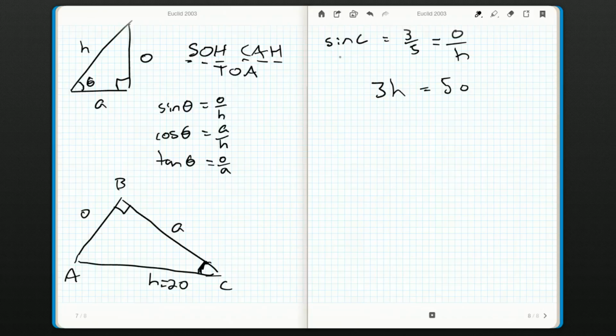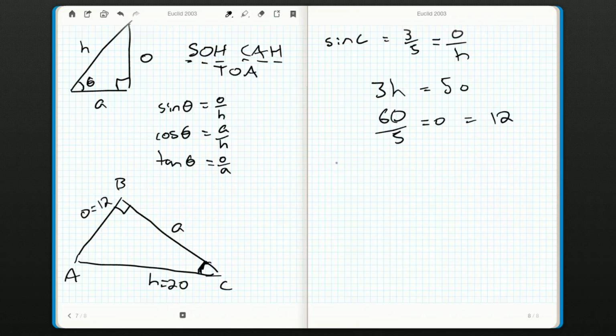You could have also figured out cos C as a ratio. You'll get 4 over 5 if you use the sine squared plus cos squared is equal to 1 rule, that'll also get you a way to do it, and then you'll get A over H directly. But either way, 3 times H, that's 3 times 20, that's 60. 60 divided by 5, that's just going to be O, and so that's 12. So now we know that this side length over here is 12.